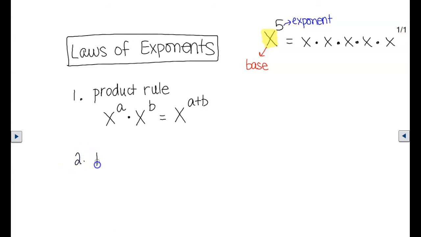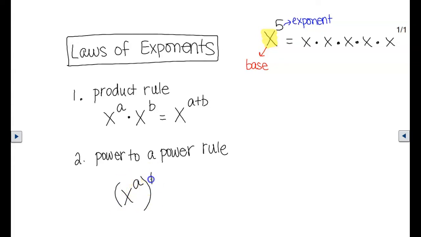And then we also talked about the power to a power rule. Now, in that one, you will have a base raised to a power, and that will be wrapped in parentheses and then raised to another power. So in this case, I have x to the a power, and then all of that is being raised to the b power. And what that rule told you to do in that situation was to keep the base and then multiply the 2 exponents together.